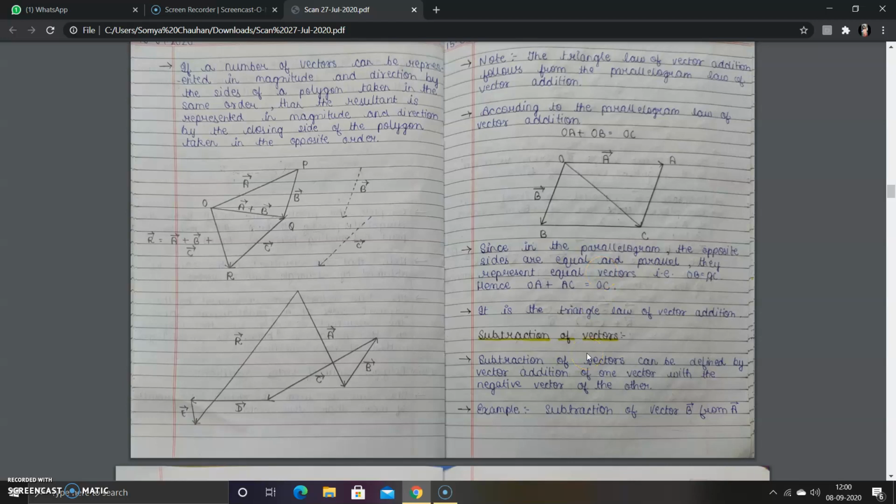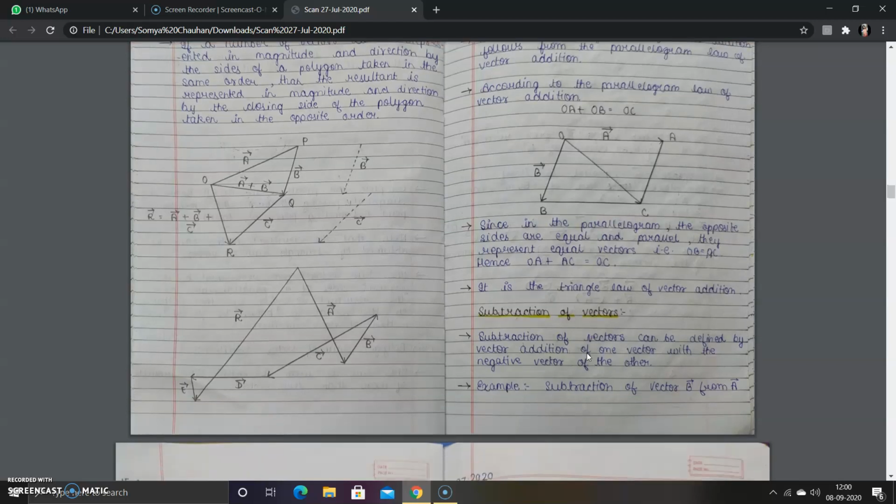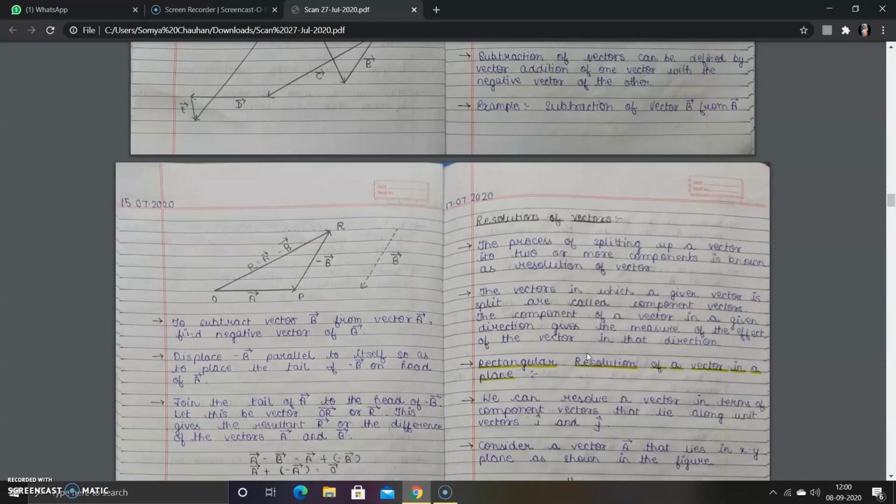The next term is subtraction of any vector. When we have to subtract any two vectors, then what we have to do? We don't do anything new. We have to just first calculate the negative of any vector which we have to subtract. Then we will add that negative of the vector to the other vector. That is, we have to subtract B from A.